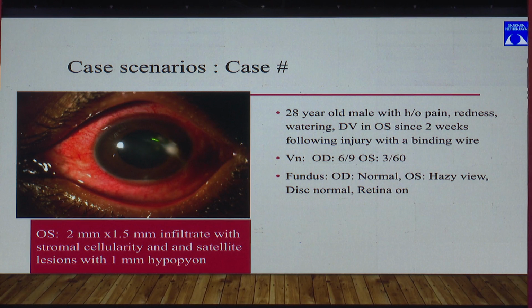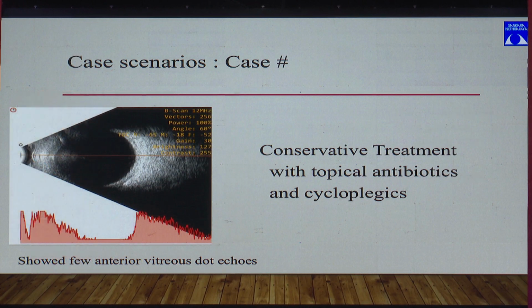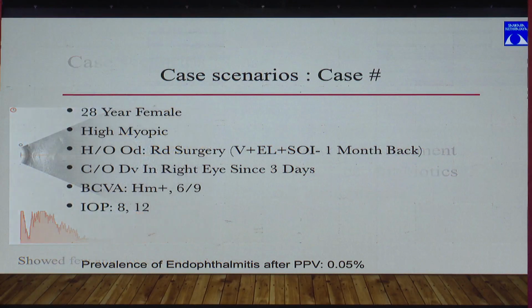There's a slight area of injury that the patient gave a history of with a barbed wire. And we thought that this is endophthalmitis that we are looking at. But if you see the ultrasound, the vitreous cavity is really clear, conservative management, and the patient did very well.